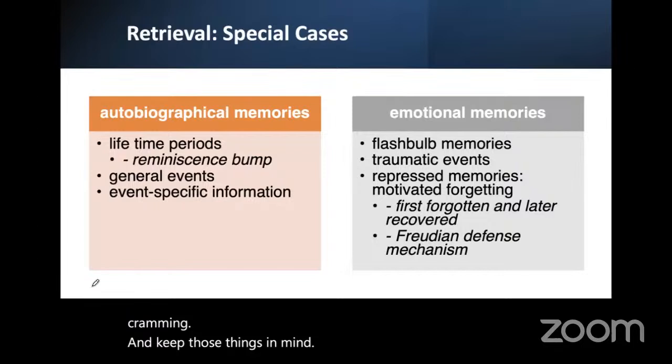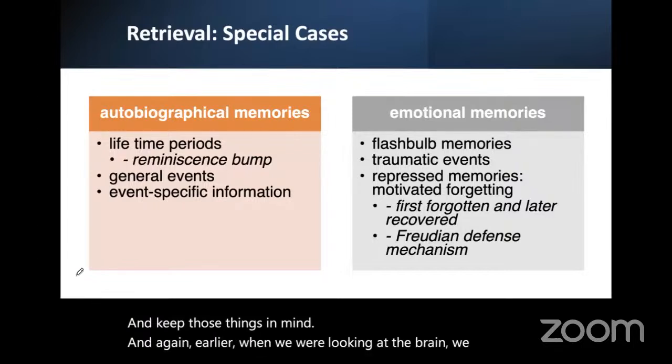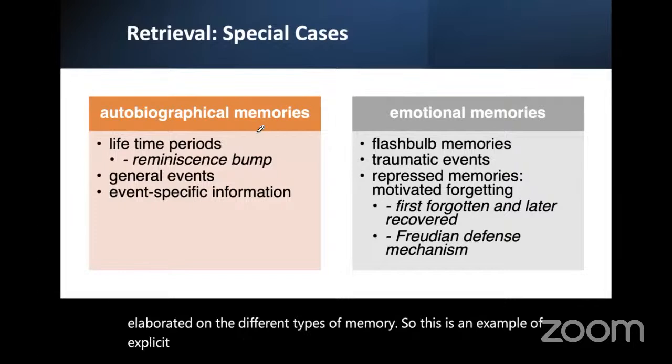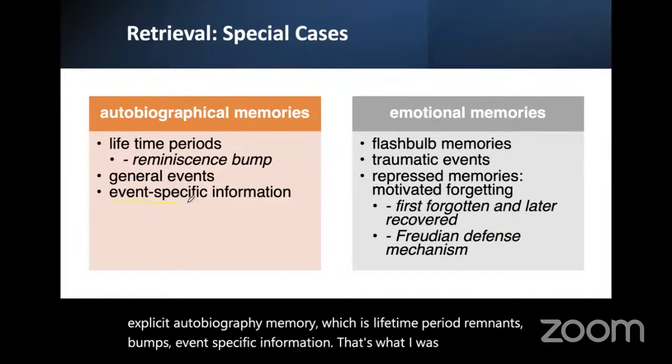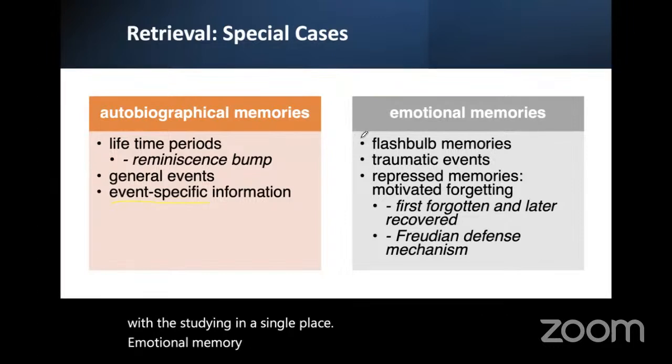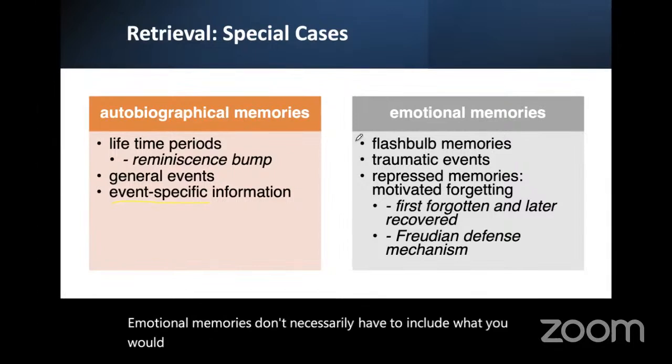And again, earlier when we were looking at the brain, we elaborated on the different types of memory. This is an example of explicit autobiographical memory, which is lifetime period, event-specific information. That's what I was talking about with studying in a single place. Emotional memories don't necessarily have to include what you would really think of as a memory. It can just be an extreme emotional reaction, okay?